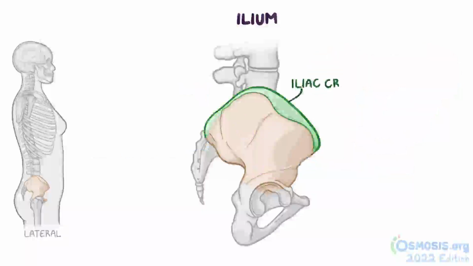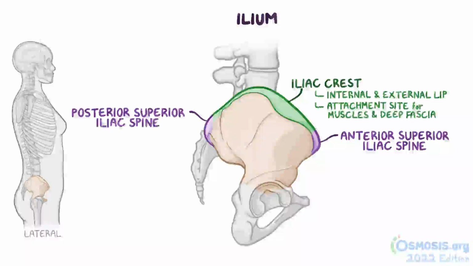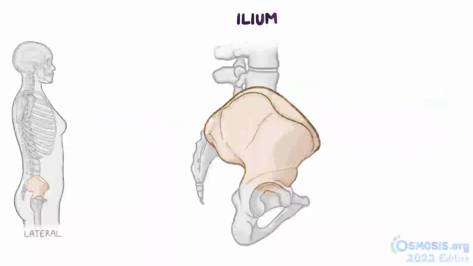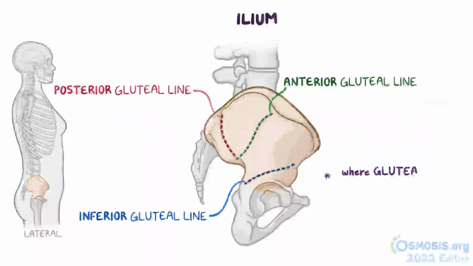Superiorly, there's the iliac crest, which begins at the anterior superior iliac spine, and it extends posteriorly to the posterior superior iliac spine. The crest has an internal and external lip, and serves as an important attachment site for muscles and deep fascia. Next, the lateral surface of the ala has three rough arched lines, called the posterior, anterior, and inferior gluteal lines, where the gluteal muscles attach. These are the muscles of your bottom.